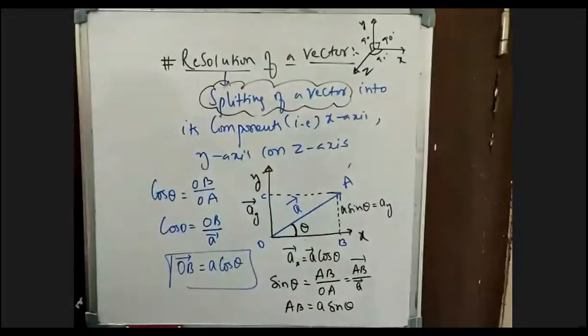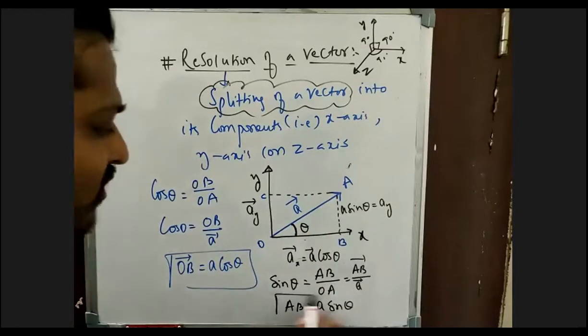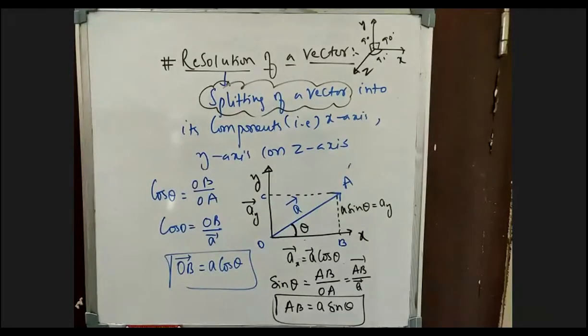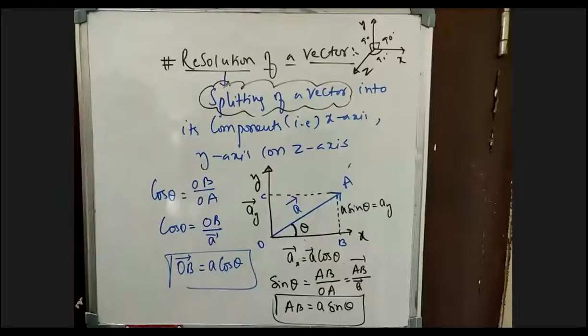Take a snapshot of this one, beta. Faster, let us try to do some applications based on this one. So the cos theta value I have written, the sin theta value I have written. I got the value of your AB and I got the value of your OB. OB value is nothing but A cos theta and AB value is nothing but A sin theta. Clear for everyone? Is the resolution of your vector clear?